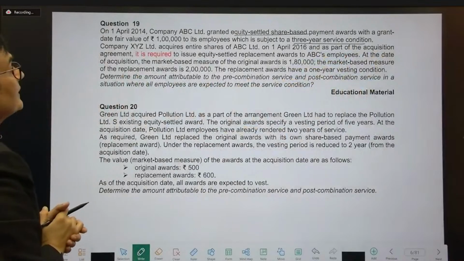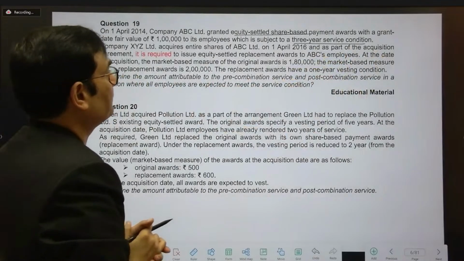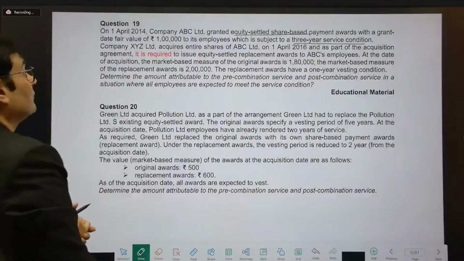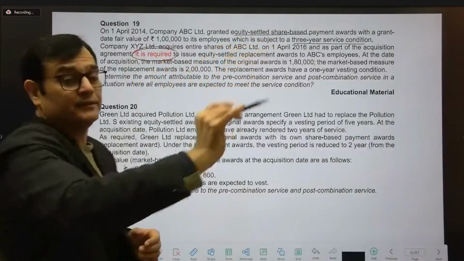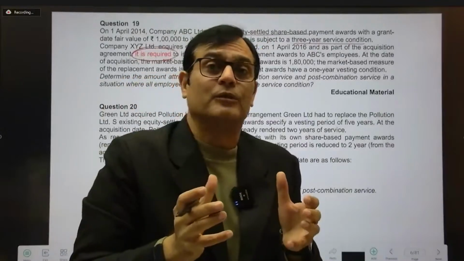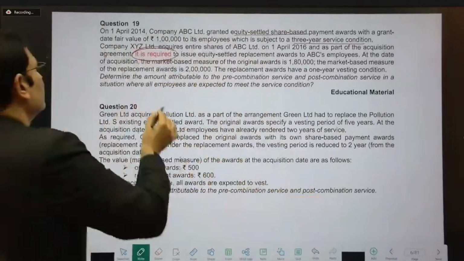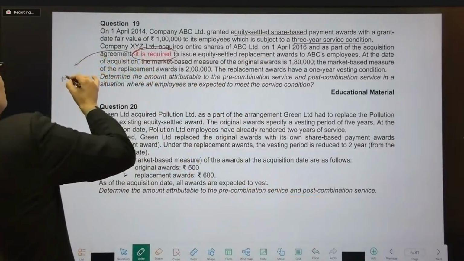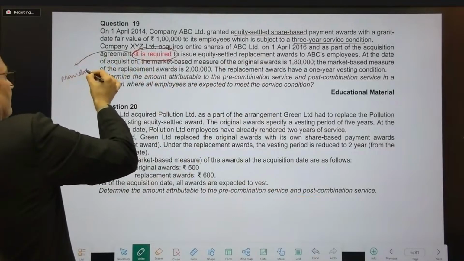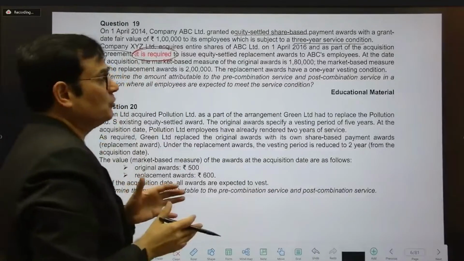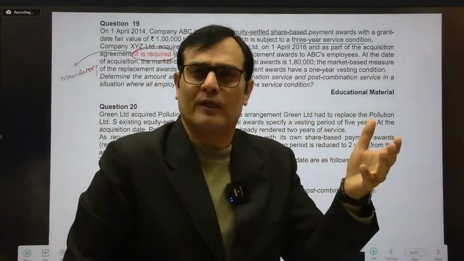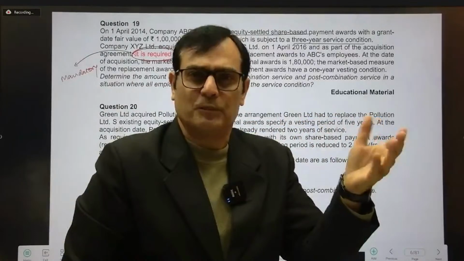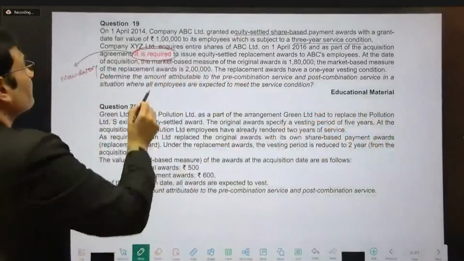The company XYZ acquires the entire share on April 16, and as a part of the acquisition, it is required. I've already put that highlighted word in red color, telling you that if it is required, you know that this is supposed to be a mandatory replacement again. As I said, the language of the question is going to be clear. You must be thinking, so one question on option, no replacement. Nobody. The next one.